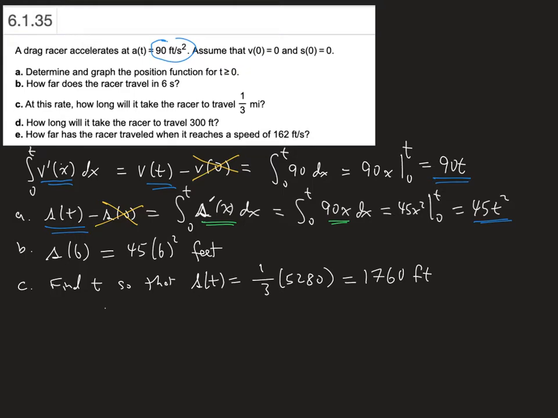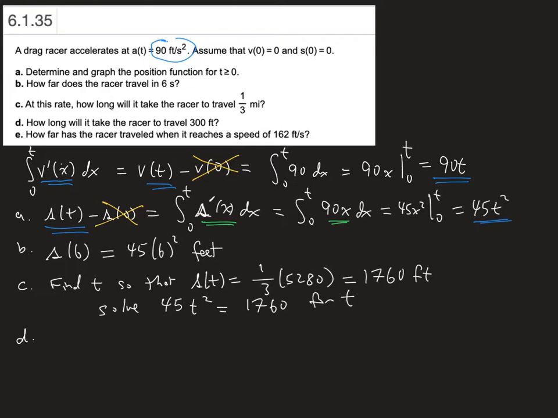1760. So in other words, we're just trying to solve the equation 45t squared is equal to 1760. Solving that for t, I'm not going to do that. There's not much point. The numbers should be randomized in different versions of this, but to solve that, we would just divide both sides by 45 and then take the square root of both sides.